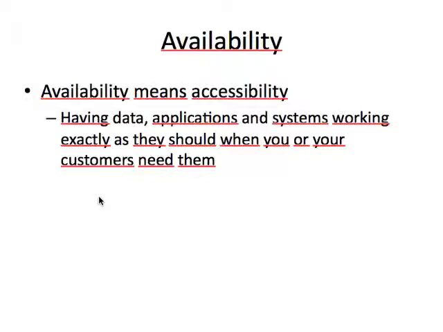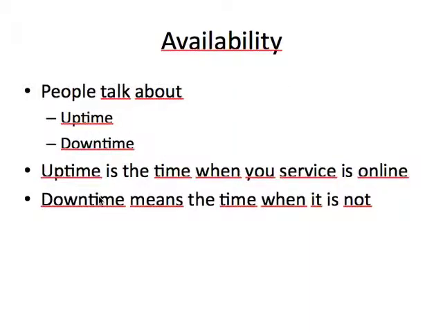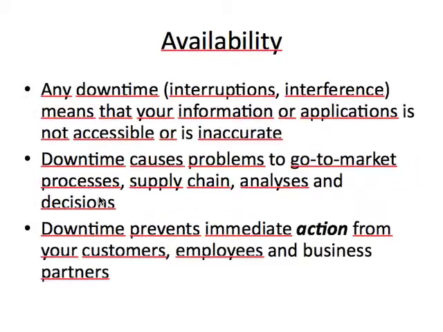And it basically means accessibility, so that our data, applications, services, and so on are working exactly as they should when you or your customers need them. And in many cases we talk about uptime and downtime. Uptime refers to the time when our service is online, when it's available, when people can access it, and so on. And downtime means that it is not available or online.